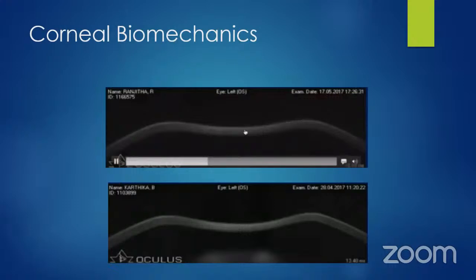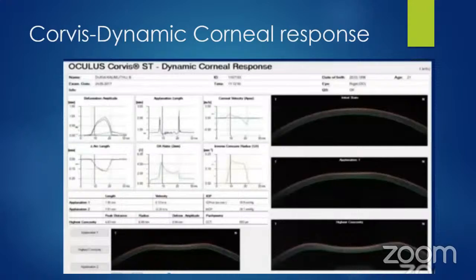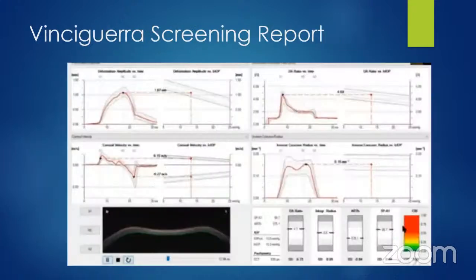I haven't been able to put a video here. So this is the corneal biomechanics. Based on this, we have newer reports coming up. When we incorporate this dynamic corneal response with the Pentacam, we get a further screening report, which is the Vinci-Guerra screening report.